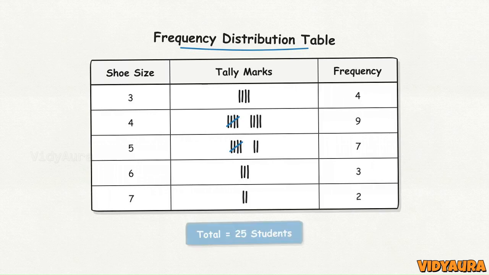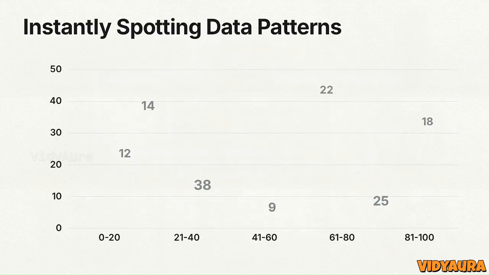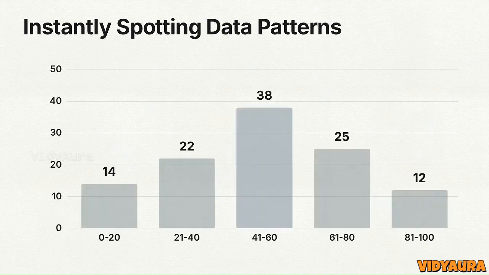Draw 4 vertical lines. The fifth strikes diagonally, creating a bundle to count instantly. Grouping numbers turns raw chaos into a countable summary, showing exactly how often values appear. But to spot patterns instantly, we need to translate these numbers into pictures.